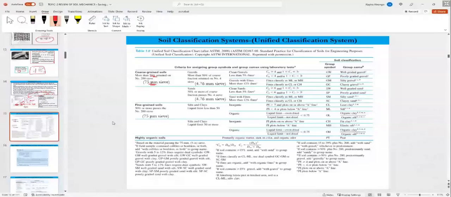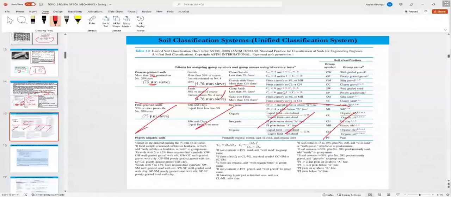So if it was coarse grained, then we draw a line. I'm going to work only on this top part, and then go next to sieve number 4. Is more than 50% retained or more than 50% passing? If more than 50% is retained, then that becomes gravel.